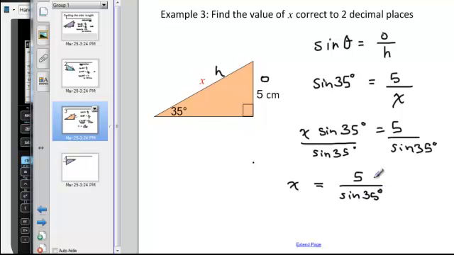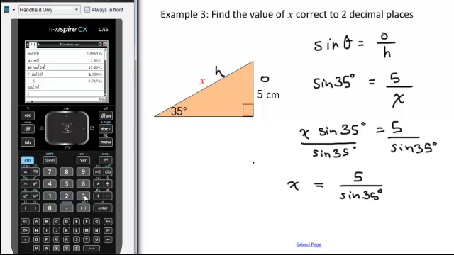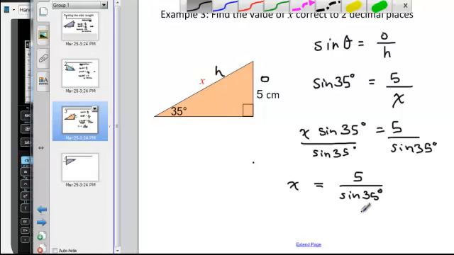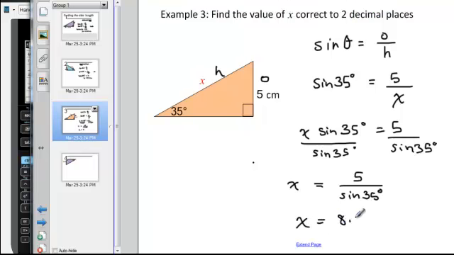Let's go back over to our calculator and put that in. So 5 divided by the sine of 35, Control Enter, and I get 8.71723. So to 2 decimal places, x is going to be 8.72 centimeters. So final answer, x is equal to 8.72 centimeters.